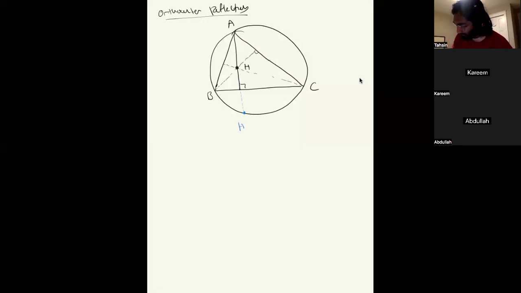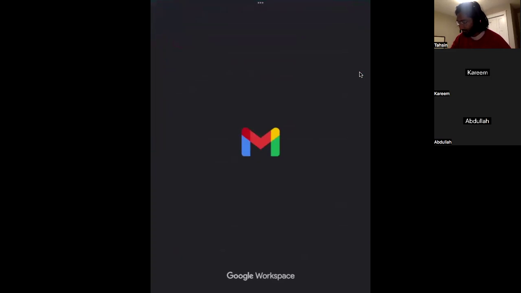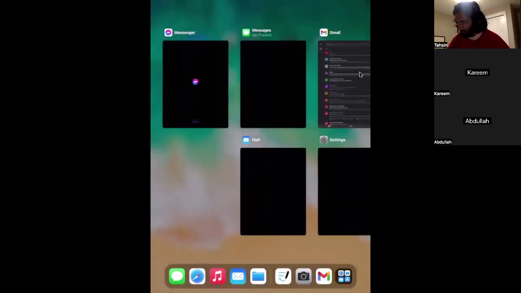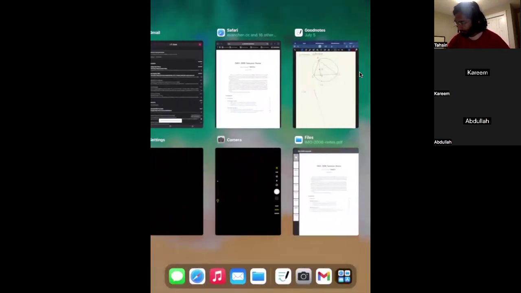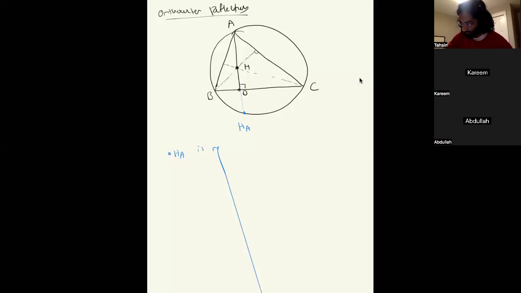So here's one. This is a reflection about the foot of the altitude. If this is D, then H_A is, oh, that's not right. H_A is the reflection of H over D.